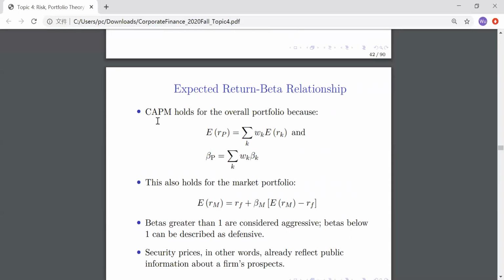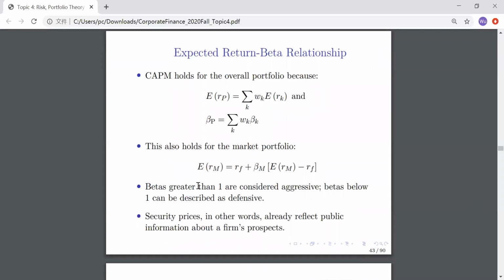And to extend this CAPM model, it can hold for an overall portfolio, because you can sum the relationship for each individual stock, and you still have the same conclusion. The overall portfolio beta should be equal to the weighted beta of the individual securities. Here we usually think that if beta is greater than 1, the stock is aggressive. If beta is below 1, it is defensive. In other words, beta greater than 1 means the stock has higher risk and moves with the market more.